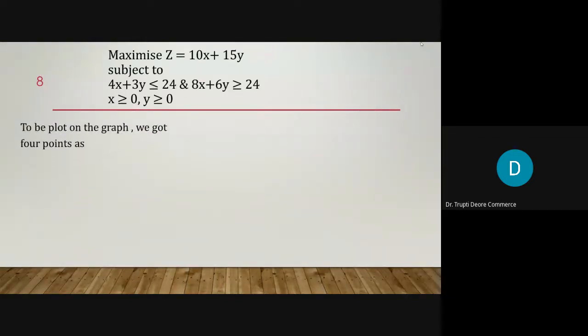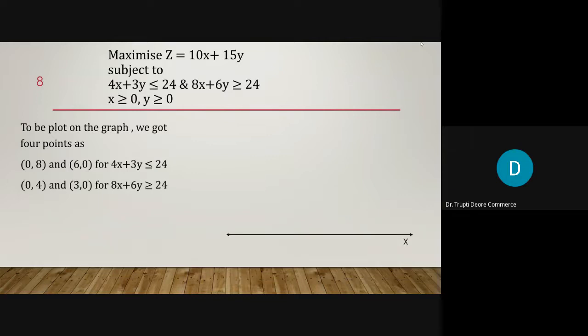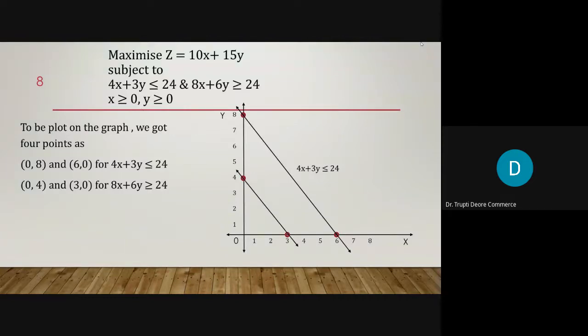So to plot on the graph, we got 4 points, right? Two lines are there, so we got the 4 points. These are 0, 8 and 6, 0 for 4x plus 3y, and the second one is 0, 4 and 3, 0 for 8x plus 6y greater than 24. Okay, so we'll just plot the lines on a graph. This is your x-axis, this is your y-axis, 0. These are your values. First one is 0, 8, so this is 0, 8. Second one is 6, 0, it means x is 6 and y is 0. This line is 4x plus 3y less than or equal to 24. The second one, 0, 4 and 3, 0, and the line is 8x plus 6y greater than or equal to 24.